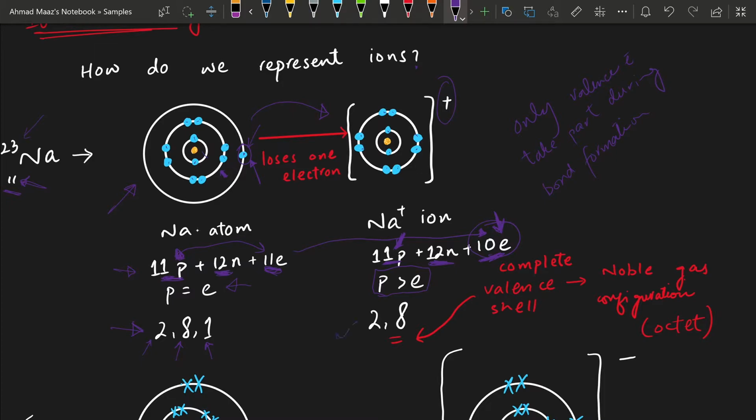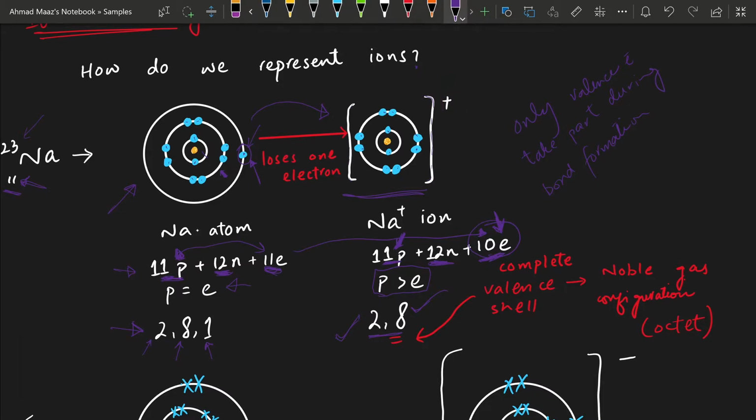The electronic configuration is now the best it can be. It is 2, 8. The valence electron shell, the last shell, now has 8 electrons. It is now full. Now when it loses an electron, it gains a positive charge. We represent it by these brackets. We add these brackets and we add the net charge that is gained, which is positive 1. We do not need to write 1. If it was 2, then we would have written 2 over here.